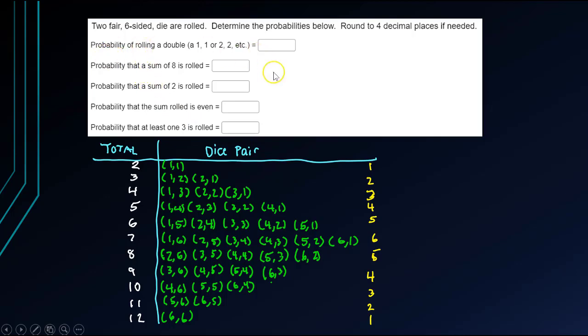So the first one has the probability of rolling a double. Doubles means that both the dice are the same. So that means I'm going to have a 1, 1, 2, 2, 3, 3, 4, 4, 5, 5, or 6, 6. That's 6 out of the 36 possibilities I have down here. So that's 6 out of 36, which is 1/6, which is 0.1667.